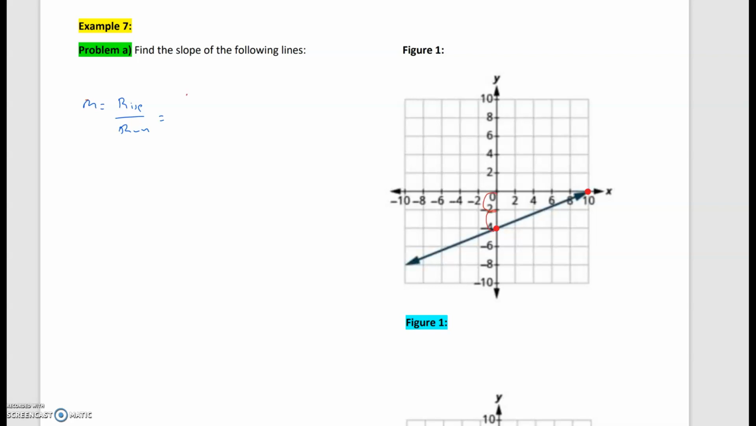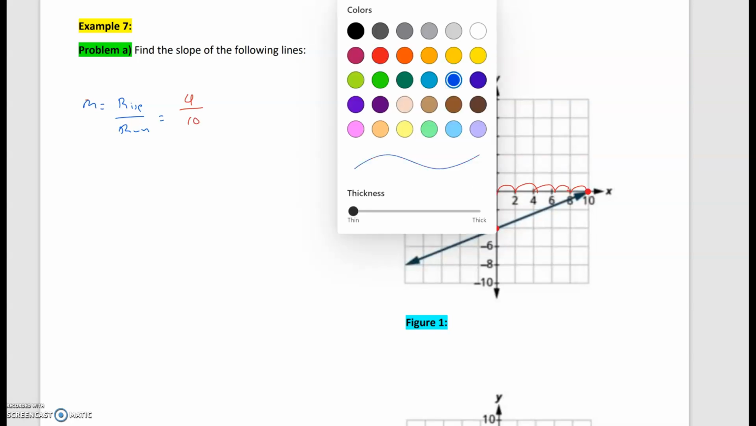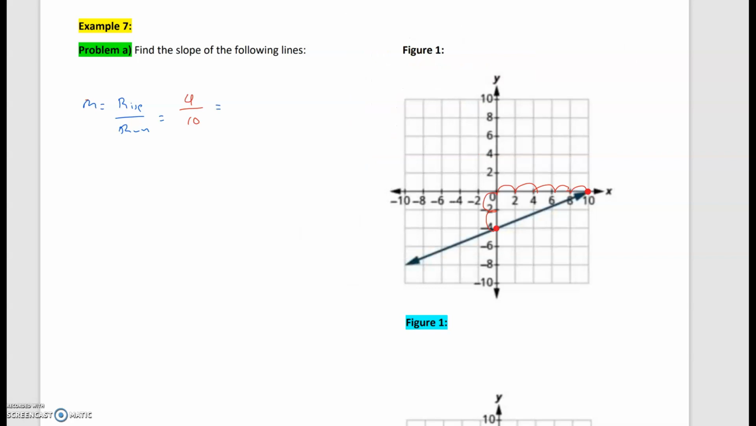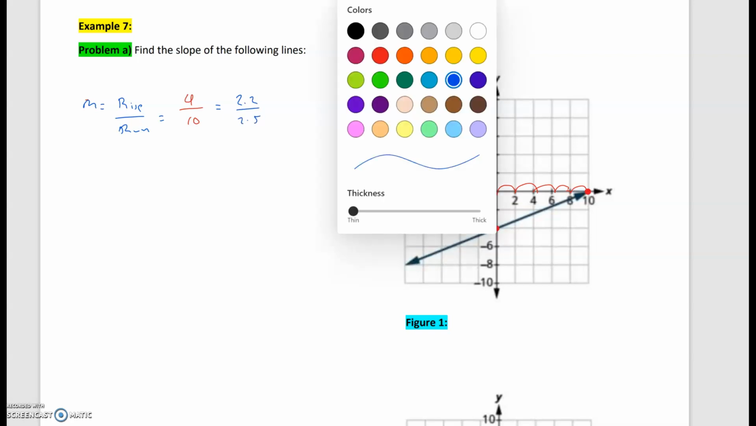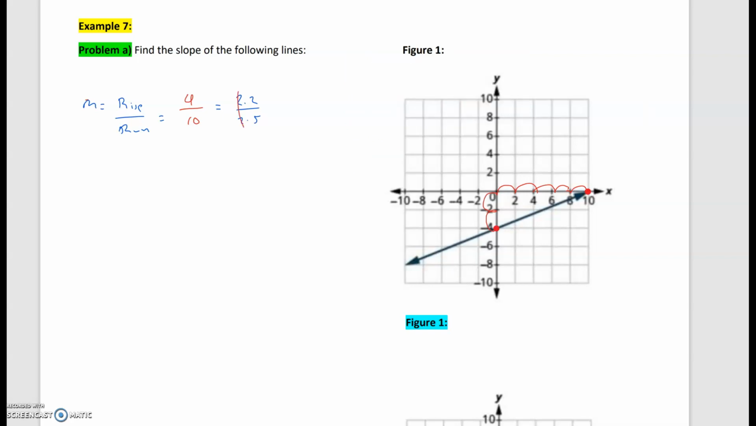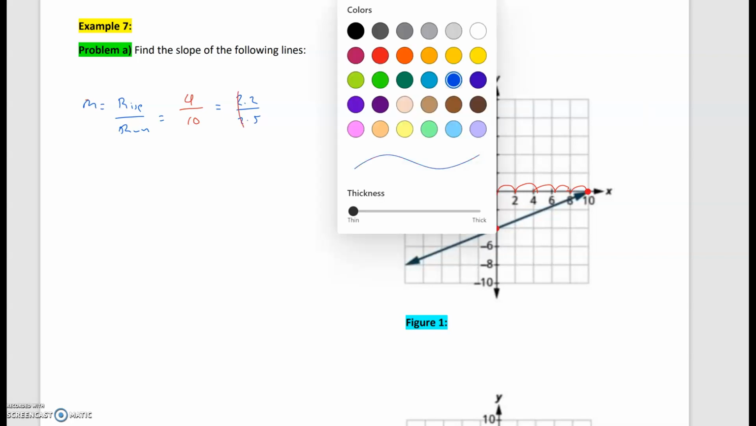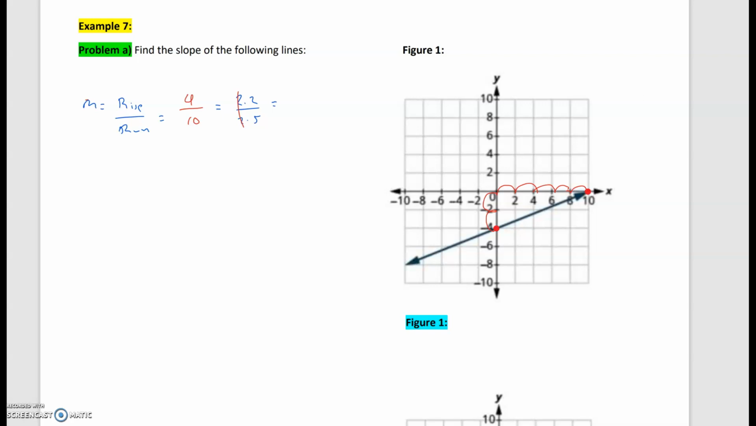So this is equal to 4 over, and then it goes all the way to 10. So 2, 4, 6, 8, and 10. Then I'm just going to reduce it. So this is going to be 2 times 2 over 2 times 5, and you can see a common factor of 2. So the slope in reduced form is equal to 2/5.